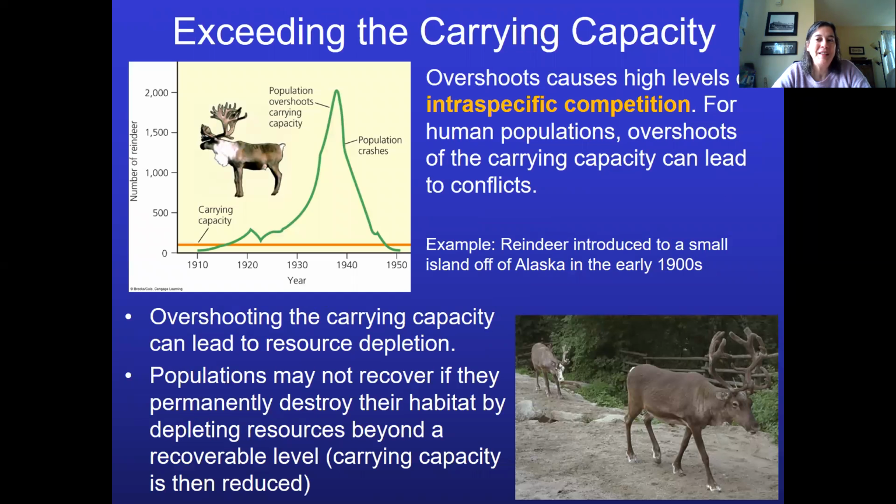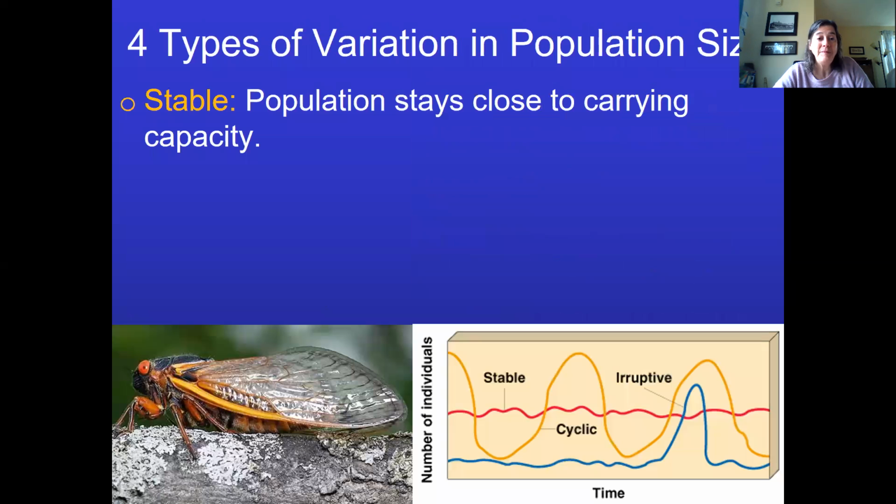What happens if you exceed it though and your resources can't come back? So again, intraspecific competition, you have so much in a population that they're competing with each other for resources. If you get to the point, and this happened to the case of these reindeer on a small island off the coast of Alaska, they completely ate their resources, like gone. If that's the case, then your species may not be able to come back. So if you completely deplete your resources to the point where they cannot recover.